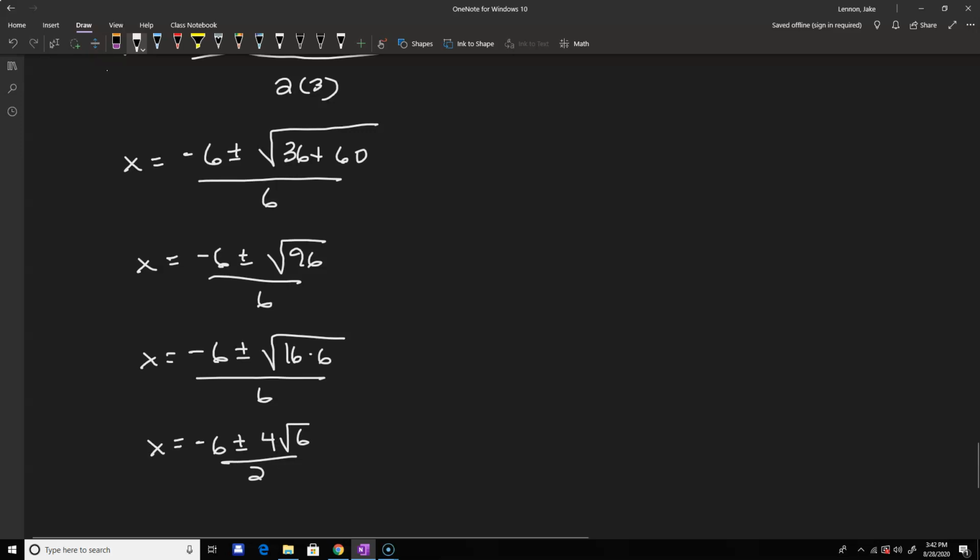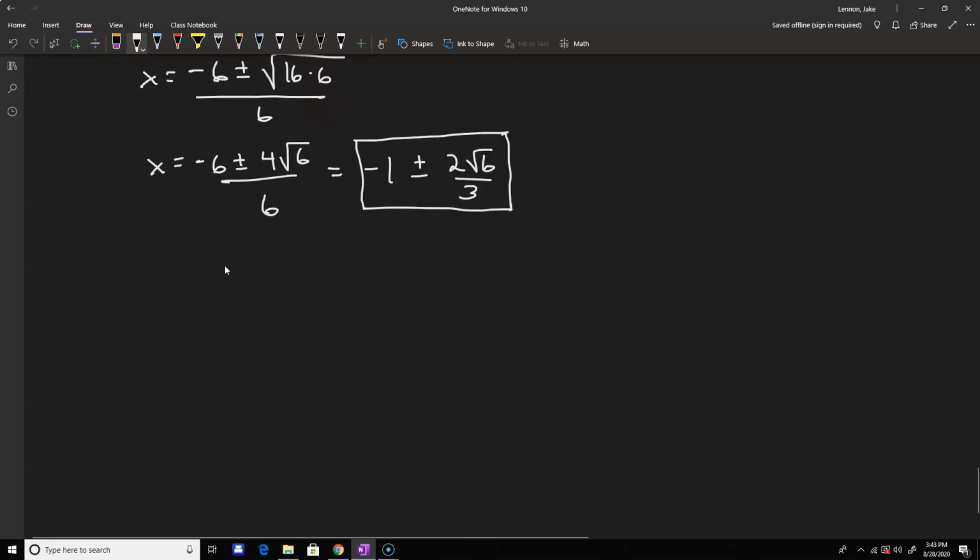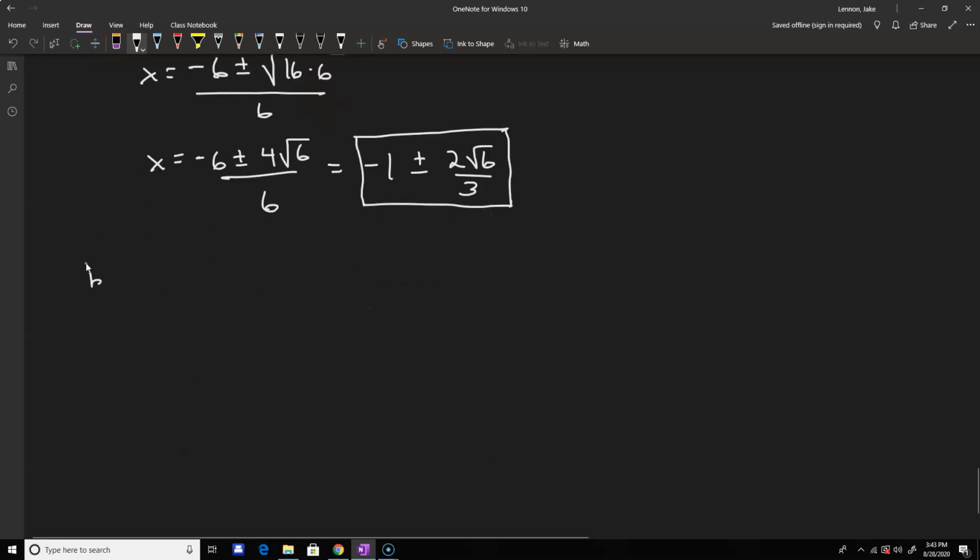And then, sorry, I meant to write a 6 on the bottom. And then that 6, right, we can simplify the fractions a bit. So this would be negative 1 plus or minus, and then 4 over 6 would become 2/3. So we just get 2 square root of 6 over 3. And those would be our final two answers there using the quadratic formula. So again, you can take the simplification pretty far, but really once we got to the third step, we were done.